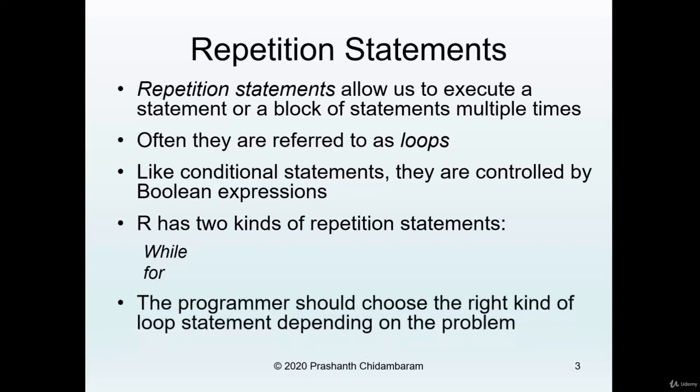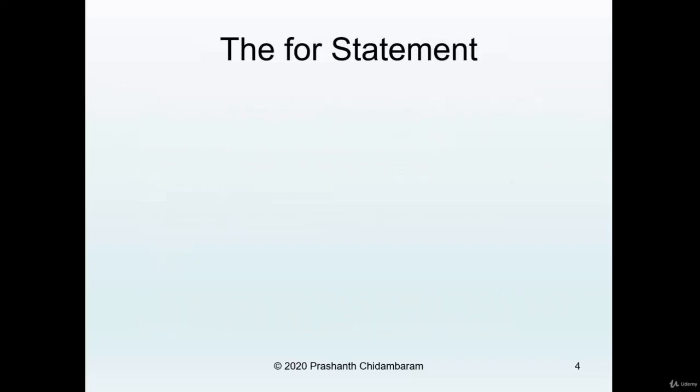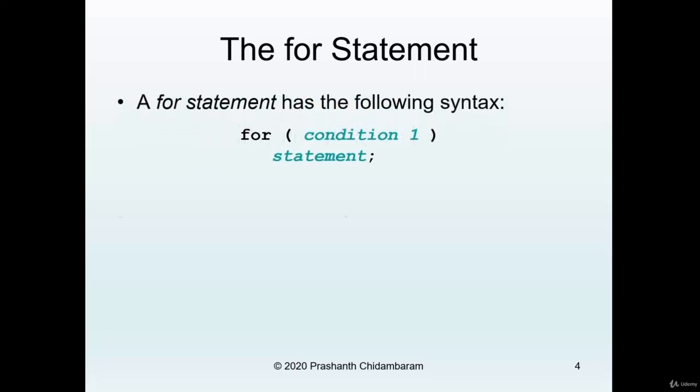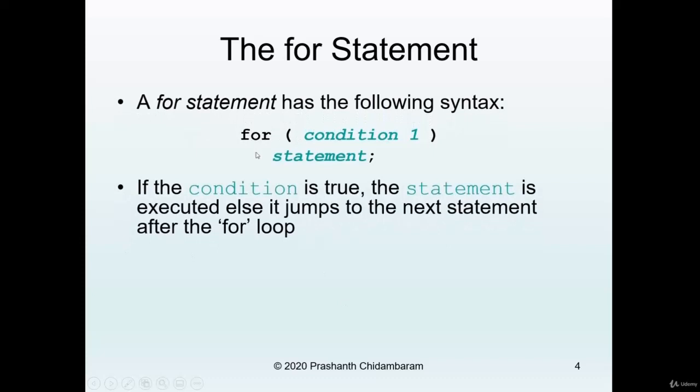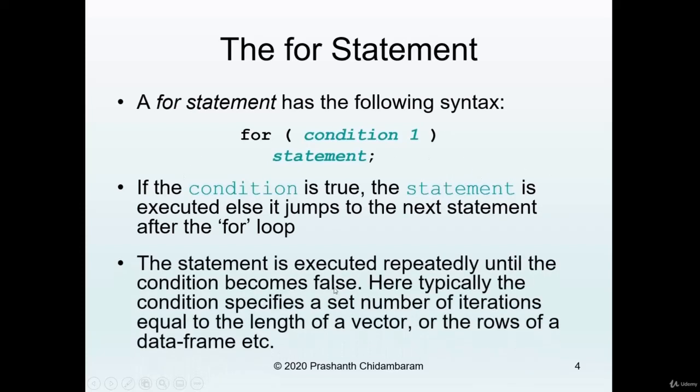And R has two kinds of repetition statements, one is while and the other is for. The programmer must choose the right kind of loop statement depending on the problem. So the for statement: for condition 1 and then a statement. This is the syntax that's typically used for the for statement. If condition 1 evaluates to true, the statement inside the block of code is run. The statement is executed repeatedly until the condition becomes false.